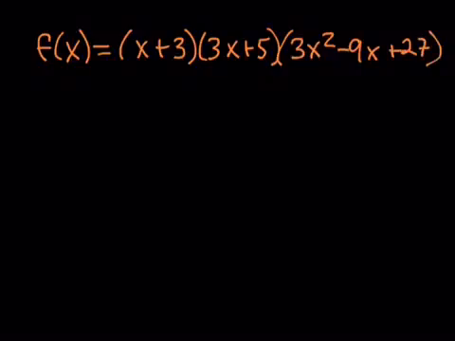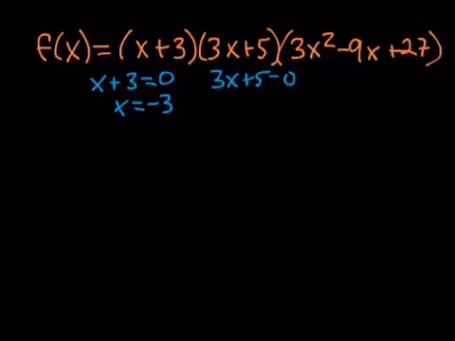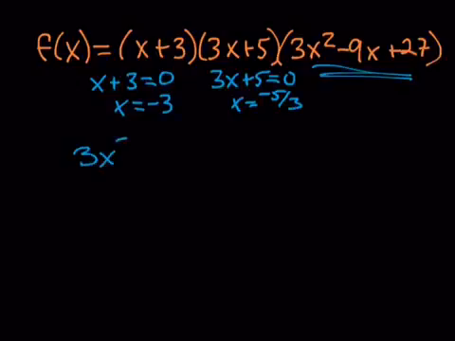Okay, so to get the roots from those, I'd have x plus 3 is 0, which means x is negative 3, and I already knew that. I've got 3x plus 5 is 0, which means x is negative 5/3, and I already knew that from synthetic division. And then I also set this quadratic equal to 0: 3x squared minus 9x plus 27 equals 0. Okay, so I'm going to solve using the quadratic formula.